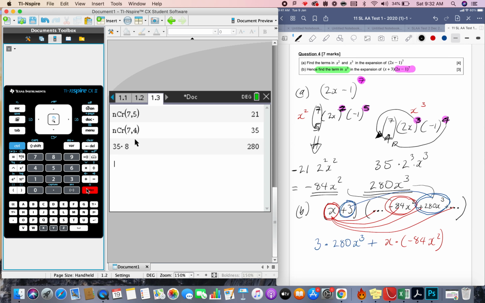And let's just finish this off now. This is 840 x cubed, and there'll be a minus here, minus 84 x cubed. You can certainly reach for your calculator here. Let's just check that out. In fact, let me just check the 3 times 280. I'm pretty sure I've got it right. 840, there we go. And then subtract 84. That gives us 756. So the final answer is 756x cubed.